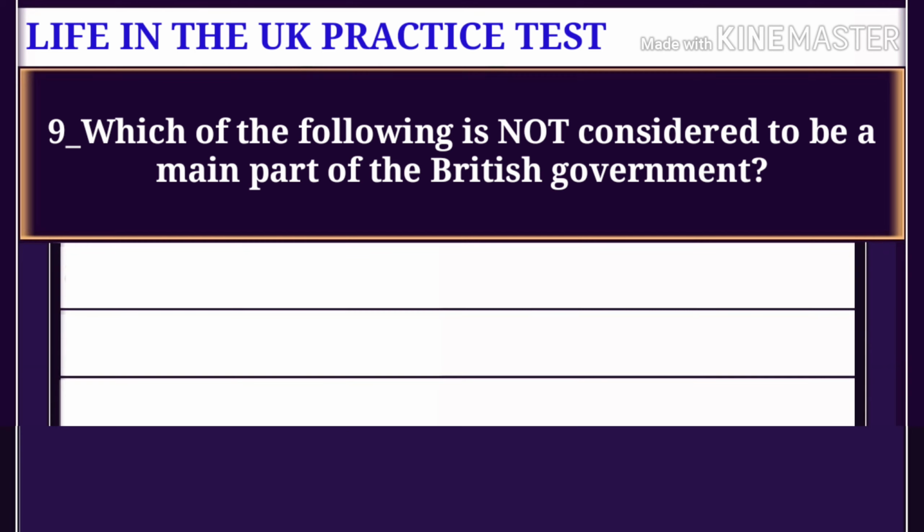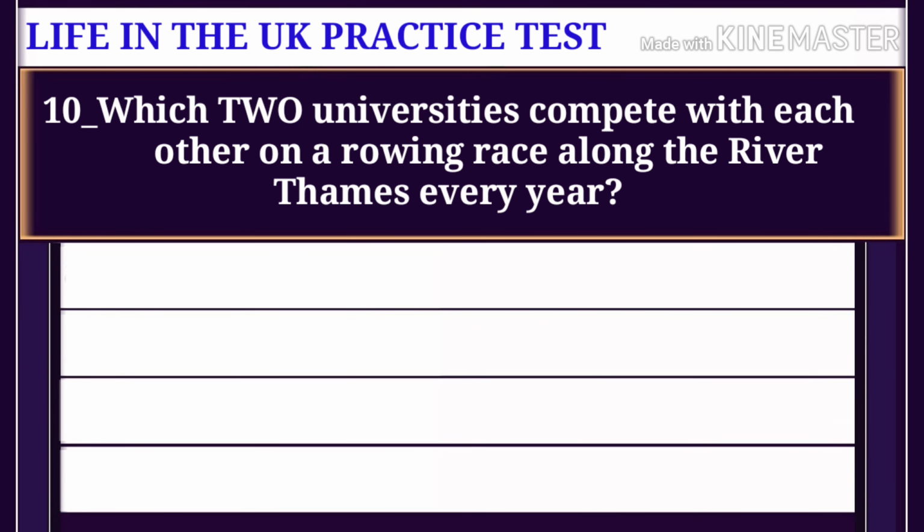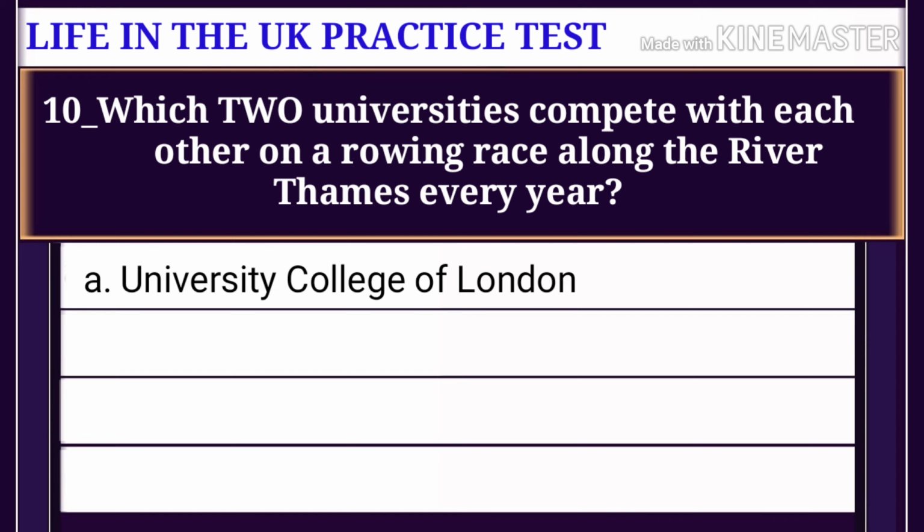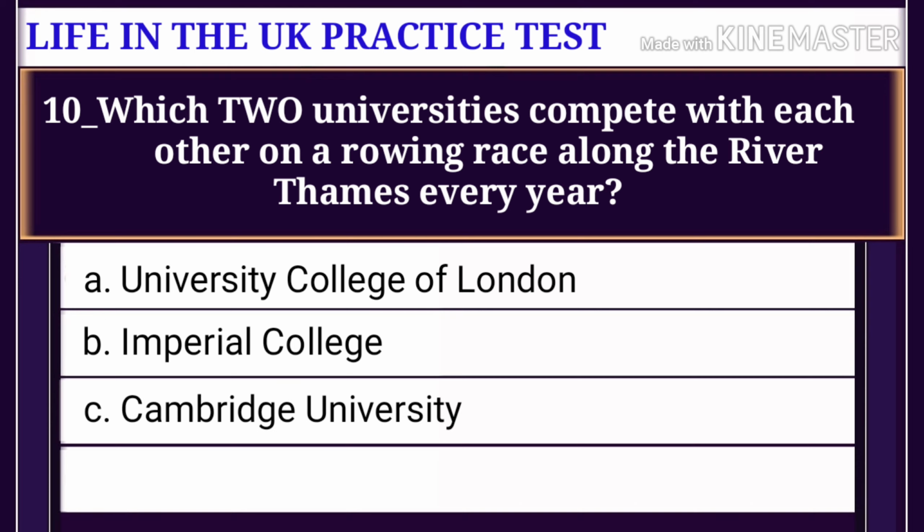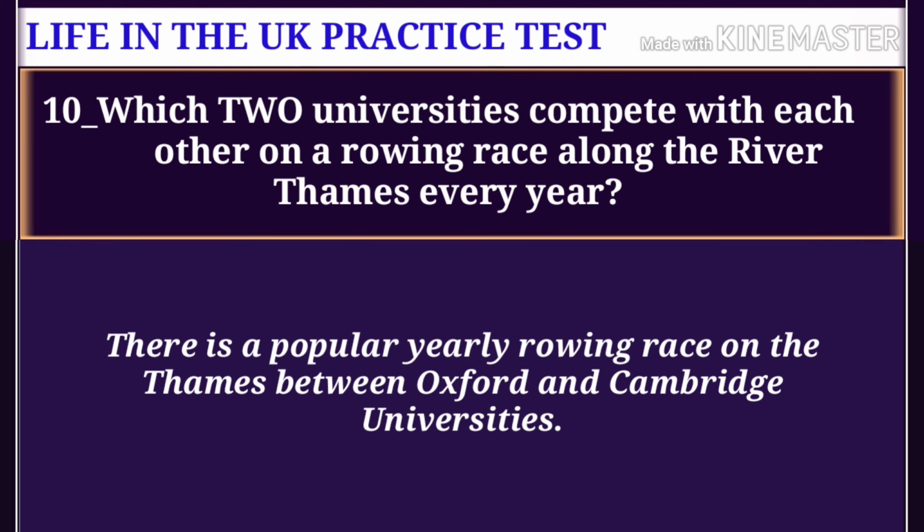Life in the UK practice test. Question 10 of 24. Which two universities compete with each other on a rowing race along the River Thames every year? A. University College of London. B. Imperial College. C. Cambridge University. D. Oxford University. The correct answers are C. Cambridge University, D. Oxford University. There is a popular yearly rowing race on the Thames between Oxford and Cambridge universities.